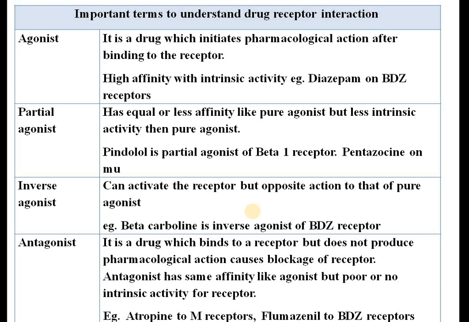So what is meant by antagonist? It is also a drug that will combine with the receptor but will not produce a pharmacological action, and it will cause a blockage of your receptor. That is nothing but the antagonist. So an antagonist will have the same affinity like an agonist but will have poor or no intrinsic activity or pharmacological action. For example, atropine is a muscarinic blocker. Flumazenil is an antagonist to the benzodiazepine receptor. Atropine is an antagonist to the muscarinic receptor.